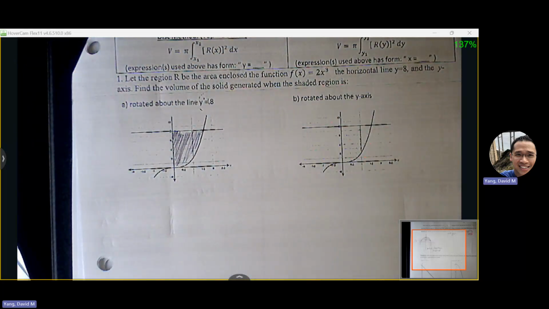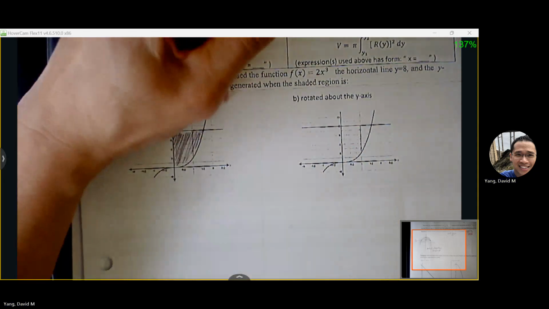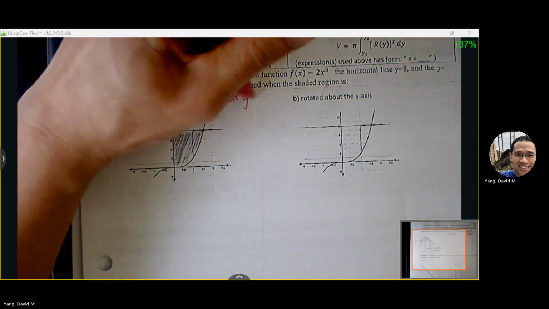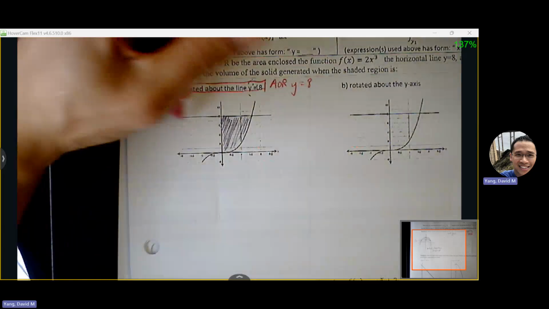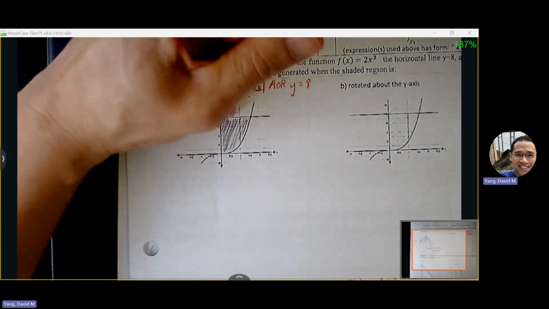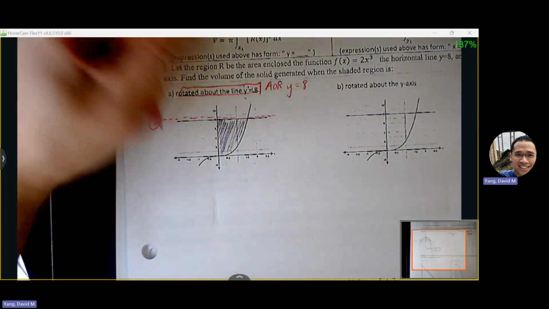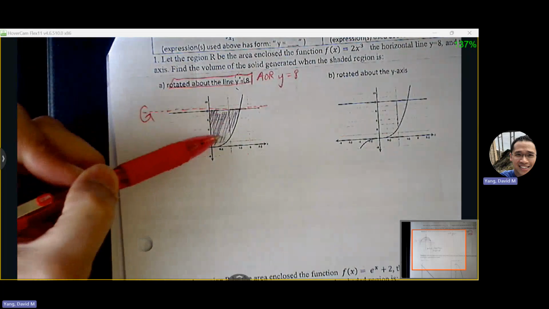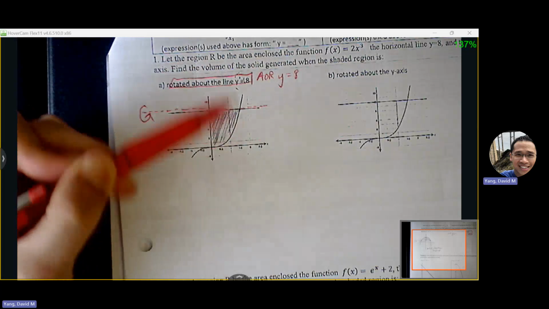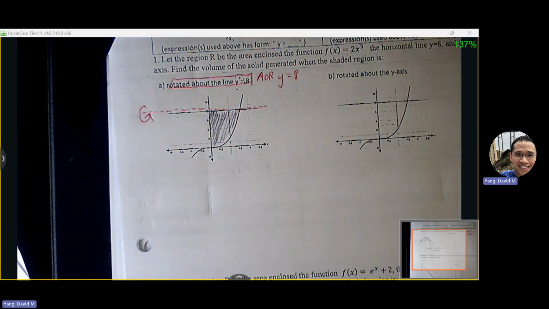We're rotating about the line y equals 8. So this is my axis of revolution. Put that dotted line right at y equals 8. This is now the true center of our object. This object is going to get rotated upward like this, it's going to end up looking like a sideways shallow bowl object.